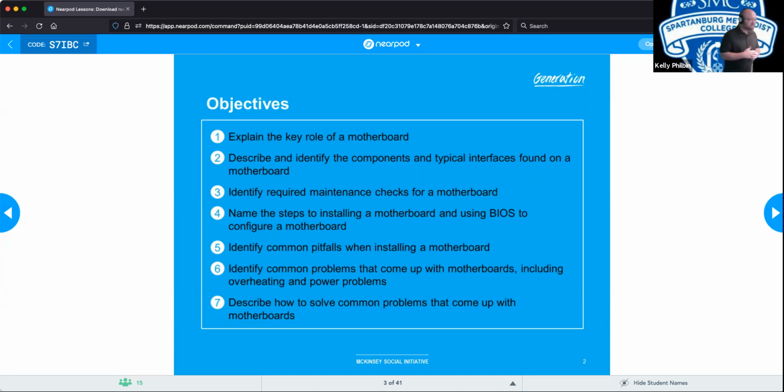You're going to be able to identify required maintenance checks on the motherboards as you're doing them. You're going to be able to name the steps to installing a motherboard, as well as removing it, and interacting with the BIOS, knowing exactly what that is. We'll also cover common pitfalls you run into when installing motherboards, and common problems that come up with motherboards, including overheating and power issues. And then we will briefly talk about how to solve some of the most common problems you will come across.